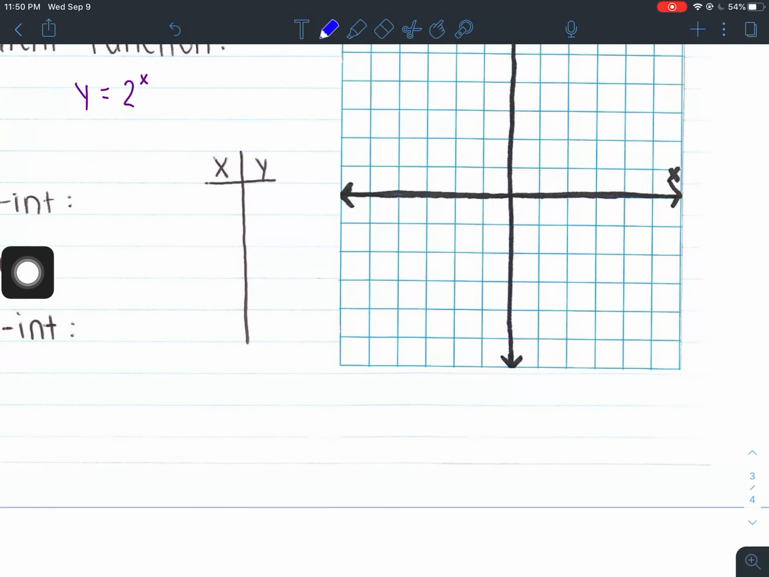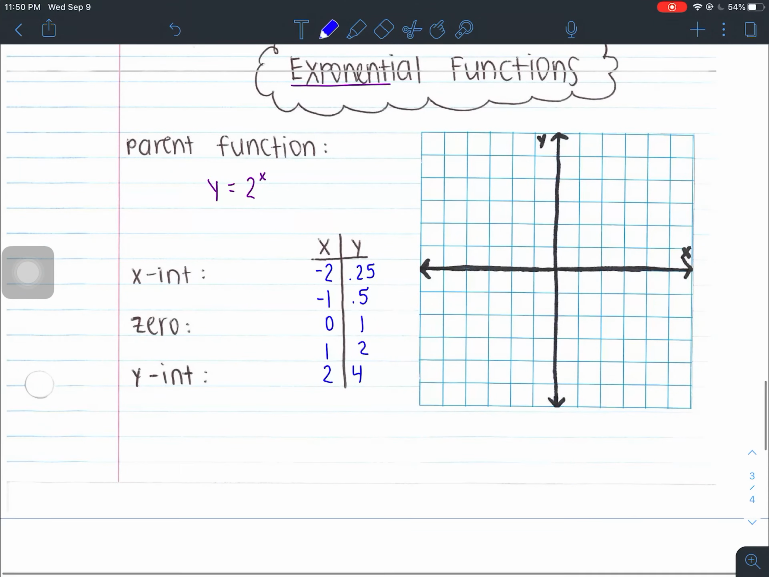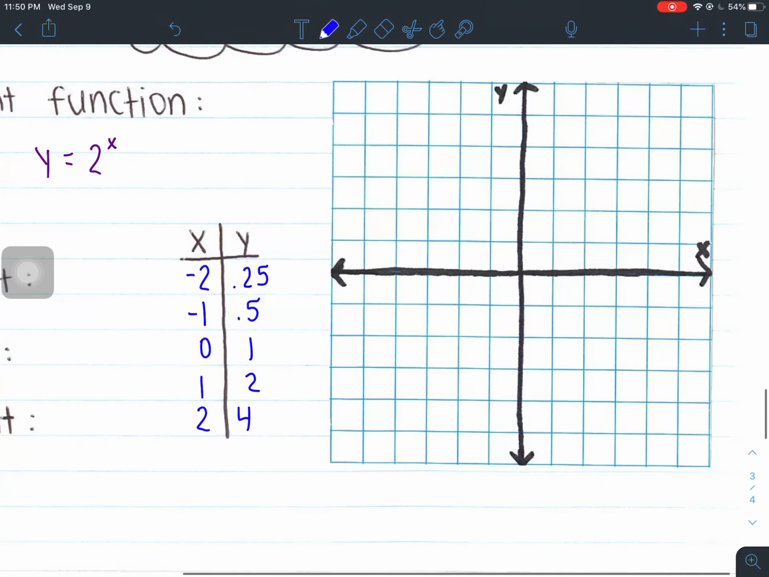So I have negative 2.25, negative 1.5, 0, 1, 1, 2, and then 2, 4. Just to double check. Yeah, okay. And just like the previous ones, it is not okay just to draw a sketch of this graph. You actually have to plot points, and I always need at least 5 here. So I'm going to go ahead and plot.